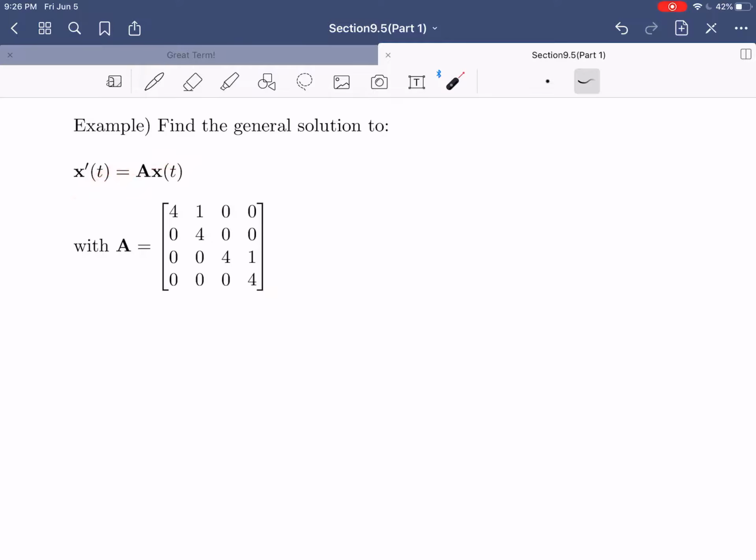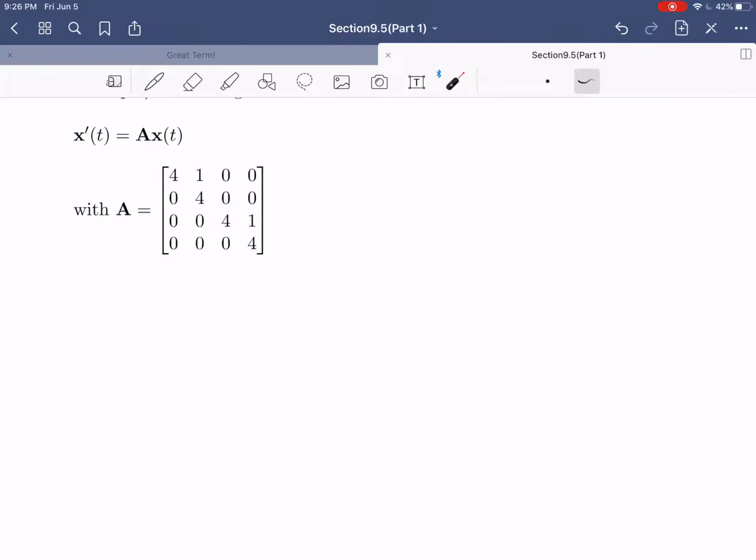Now we're going to try this guy here. We're going to try to find the general solution to x prime t equals A x t, with A being this matrix 4, 1, 0, 0, 0, 4, 0, 0, 0, 0, 4, 1, 0, 0, 0, 4. So again, we're going to start by finding the eigenvalues. So we need to find lambda.